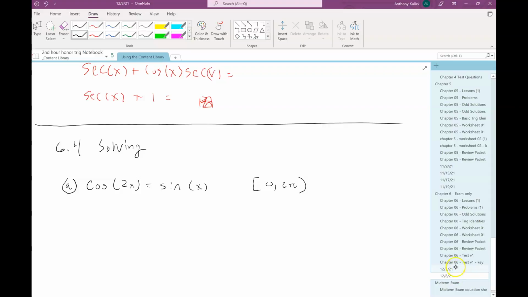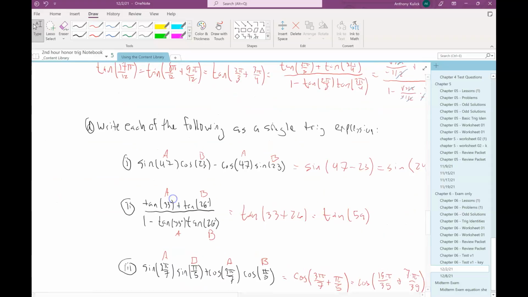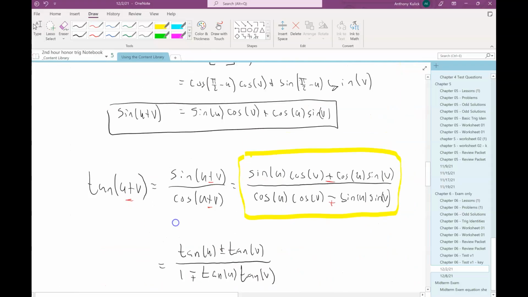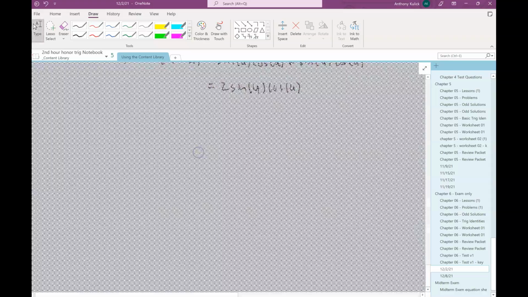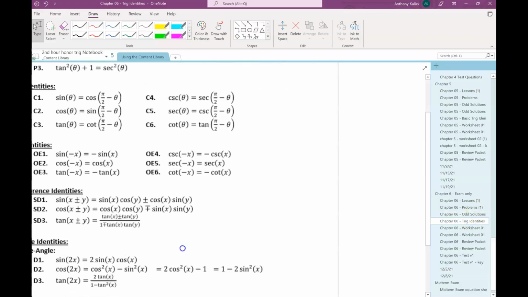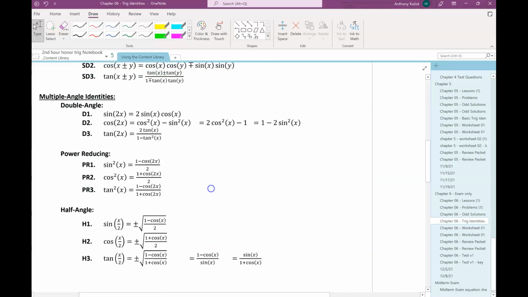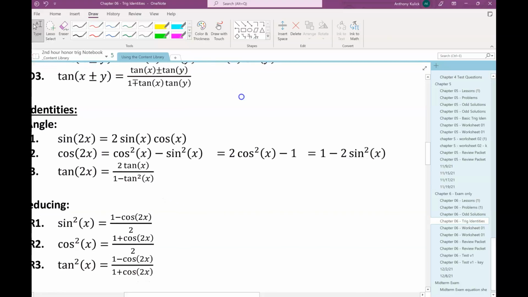The hitch on this one, though, is that if I look at my double angle identity for cosine, there are actually 3 versions of this. Let's just go to this. Right? Which one would be the one that I want to choose? There is a correct answer here. The last one. Very good.